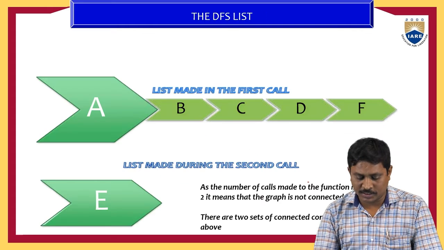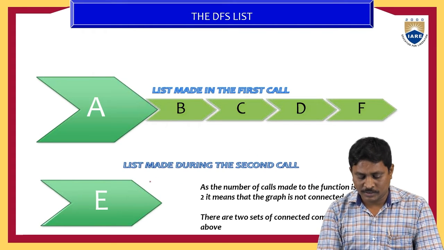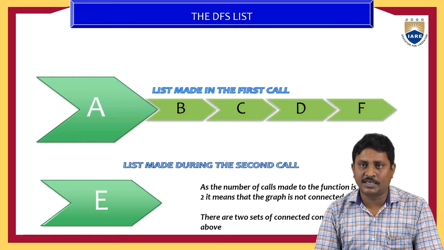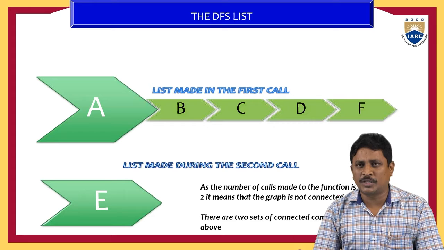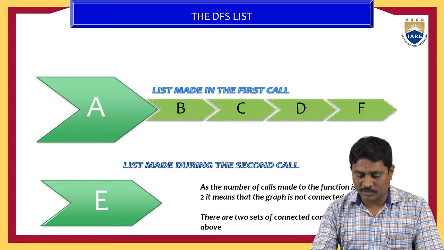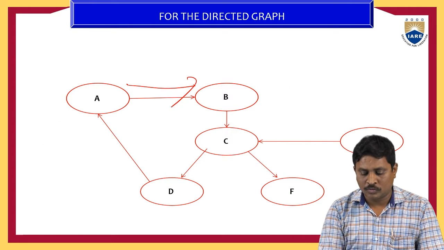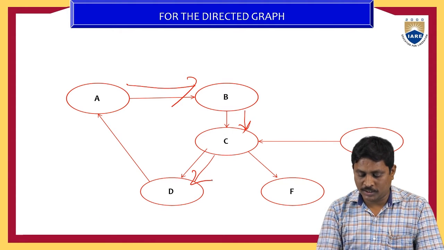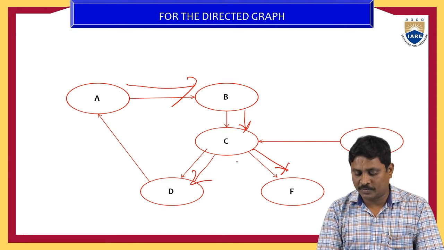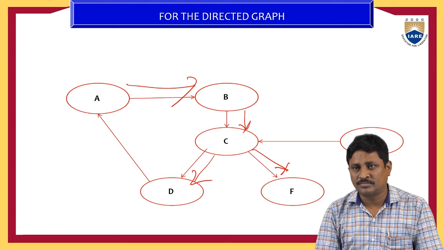So E is not connected here. The list made during the second call is E. The number of calls made to the function is 2. It means that the graph is not connected, because it made more than one call. Why? Because we observe that A to B, B to C, C to D, C to F is there, but C to E is not there.